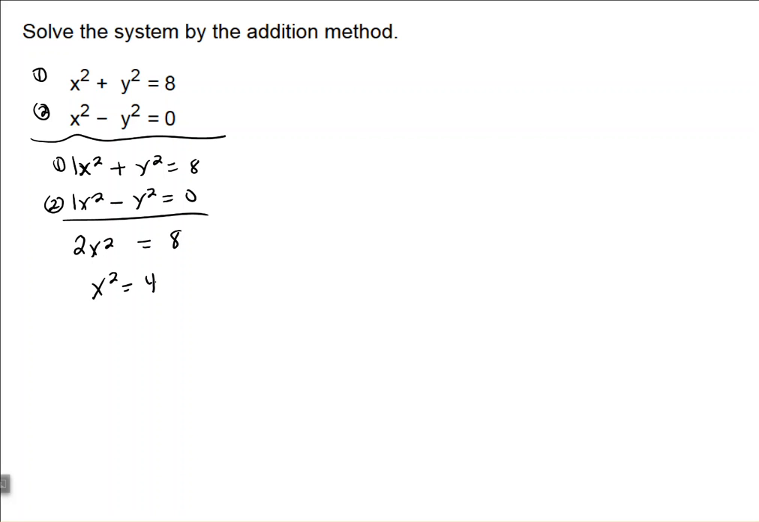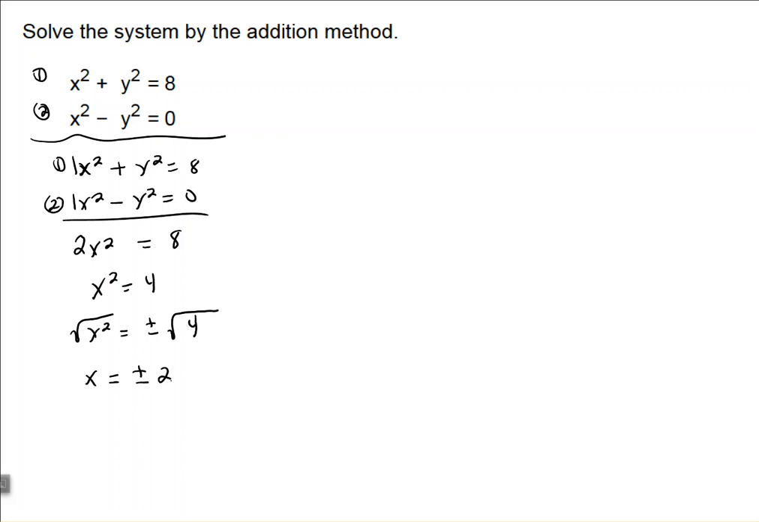X squared equals 4. Now remember, to undo the x squared, that exponent square, we want to take the square root of each side. And also keep in mind the positive and negative values when we take the square root in an equation. So when we take the square root of both sides, keep in mind that we have a positive and a negative value on that right hand side. So it could be positive or negative 2 for our x values.